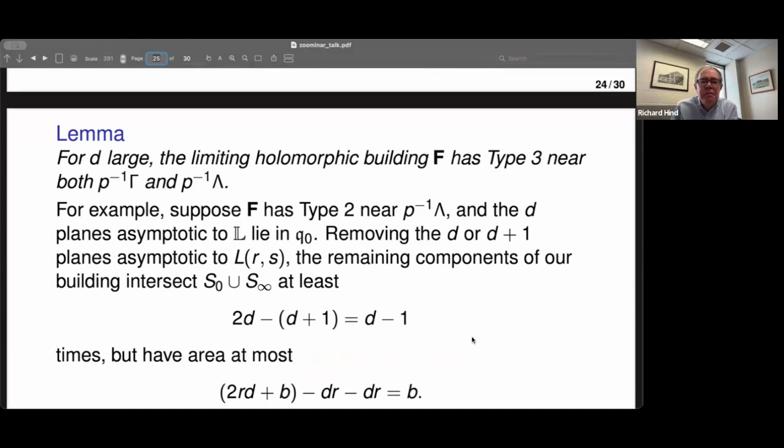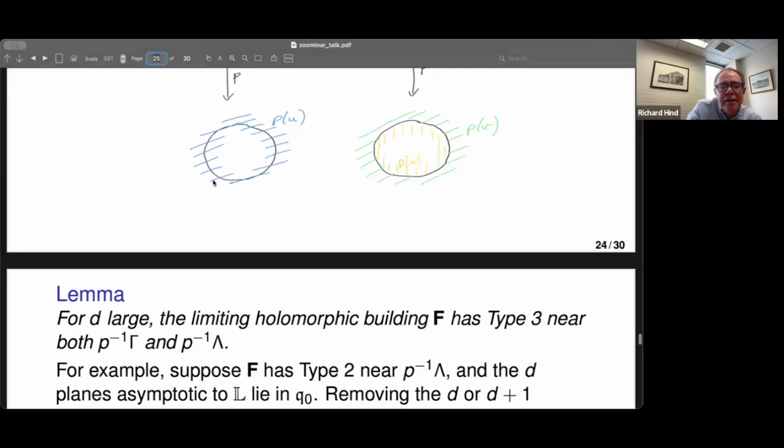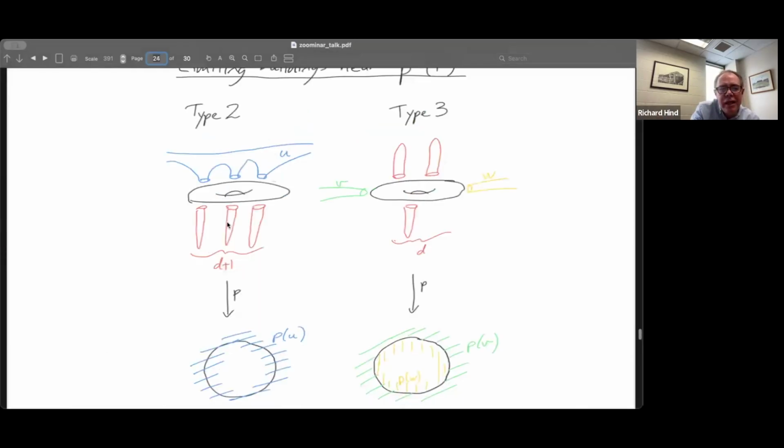So suppose we got type 2. I'll just go back up again here. Suppose we got type 2 near, okay, I've switched the one. Suppose I got type 2 near P inverse of lambda. So what does that mean? Type 2 means I'm getting a bunch of planes covering leaves of the foliation. And in fact, all of those planes have to lie in the same family. So either they're all in Q0 or they're all in Q infinity.